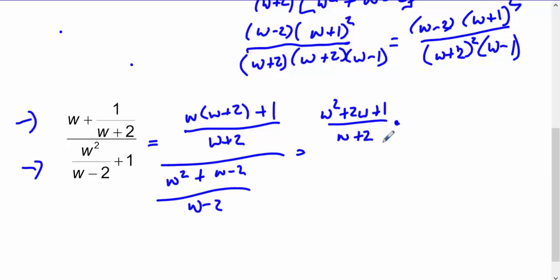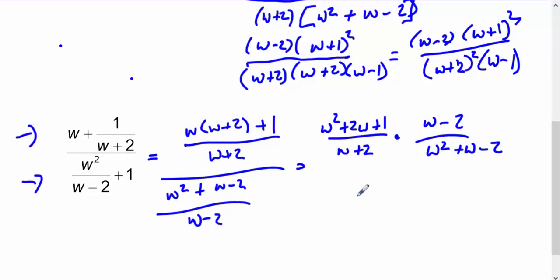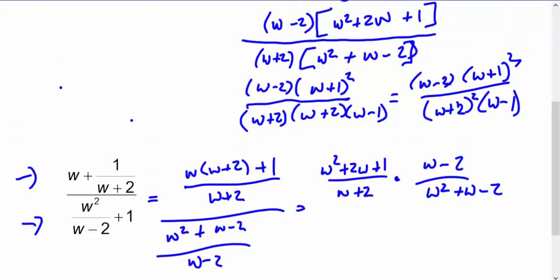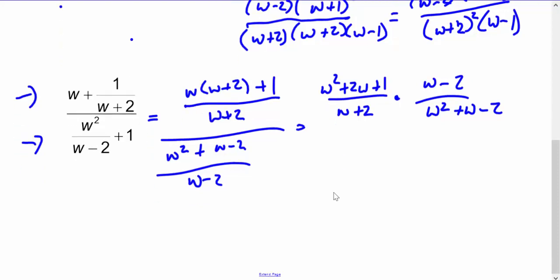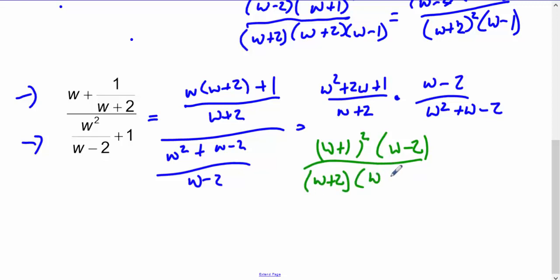Notice what I'm going to do now. I'm going to multiply by the reciprocal of this guy. This is w minus 2 over w squared plus w minus 2. Hey, notice anything? Looks very, very similar to what we had right up in this step over here. There it is. So really, I'm pretty much done. Again, w plus 1 quantity squared times w minus 2. This goes to w plus 2 times w plus 2, w minus 1.